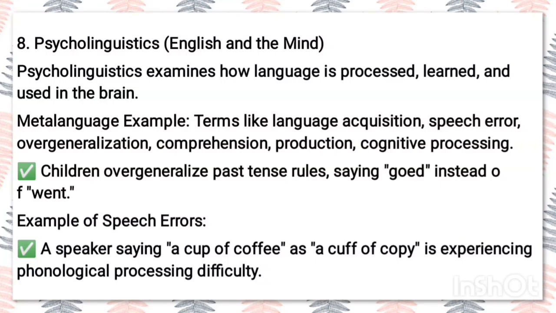Next one is psycholinguistics. It examines how the brain processes and learns language. Metalanguage examples are language acquisition, speech errors, and overgeneralizations, which are terms we use in psycholinguistics. For instance, children often make mistakes like saying "goed" instead of "went" due to overgeneralization of language rules.